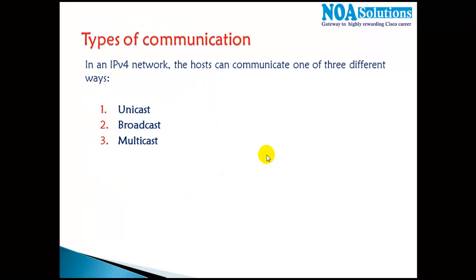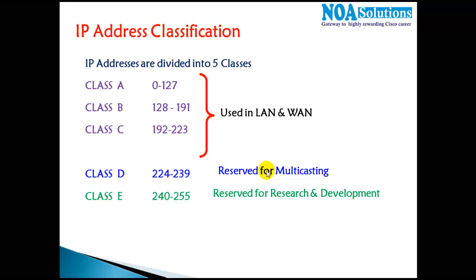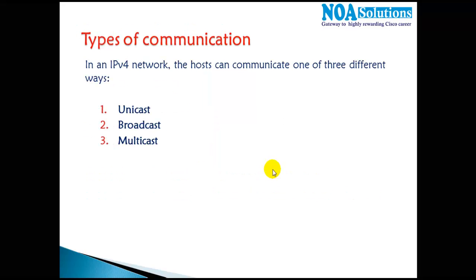Before we go ahead and try to understand multicasting, we need to understand the different kinds of communication that happen in your network. We have 3 different kinds of communications which generally happen in IP version 4, and those are unicast, broadcast, and multicast. These are 3 different kinds of communications which happen in your network.